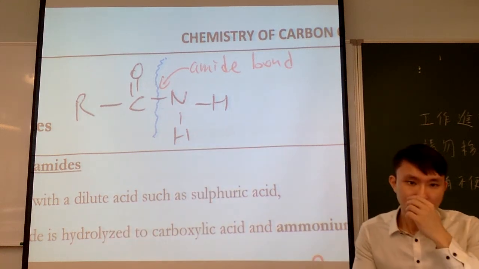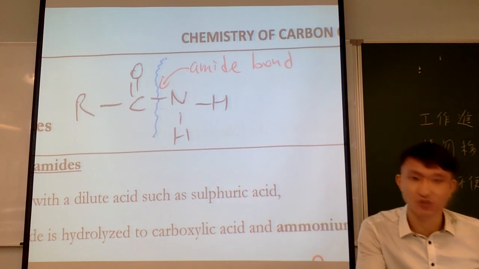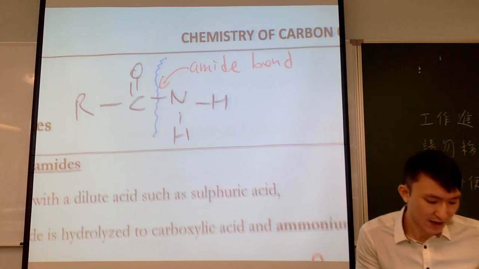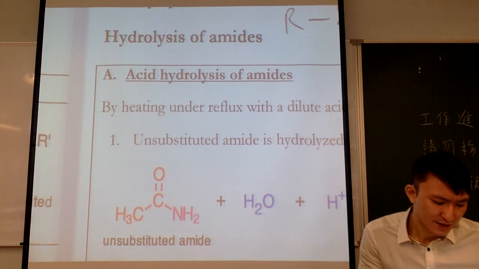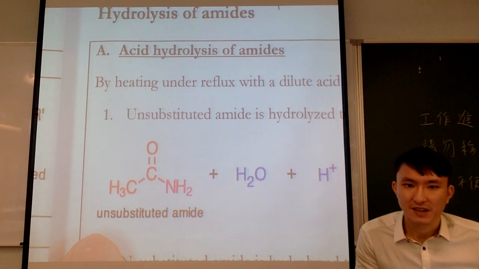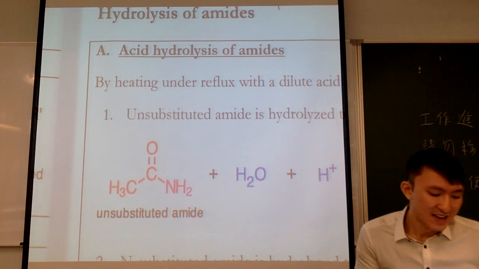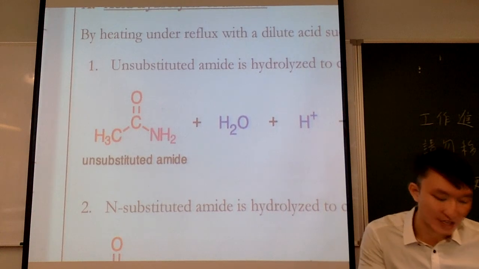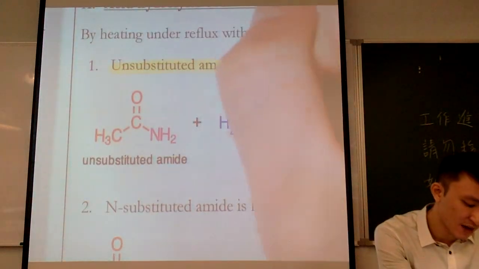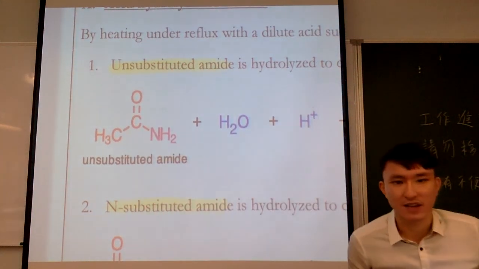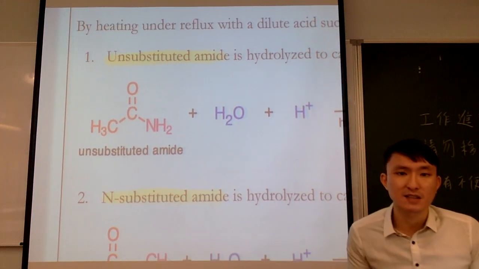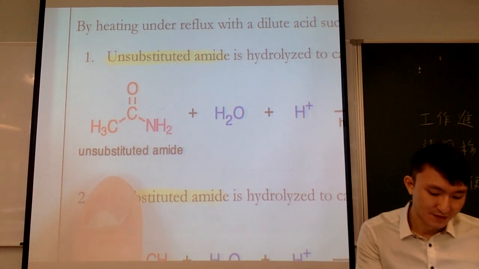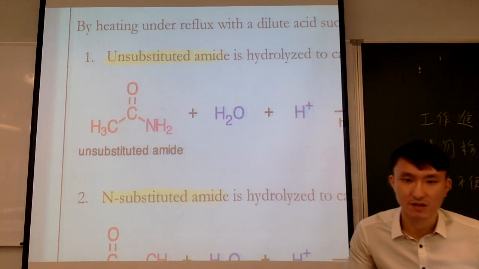Now, again, we have two types of hydrolysis, acid hydrolysis and alkaline hydrolysis. So let's have a look at acid hydrolysis of amide. Here, even under acid hydrolysis, we split it into two types, unsubstituted amide and N-substituted amide, because they give us slightly different products. So let's have a look. But don't worry, the concept is the same.